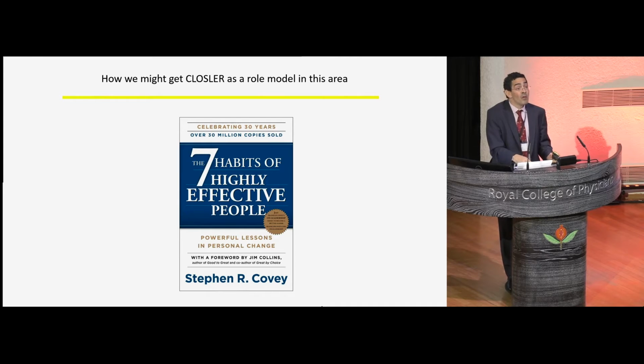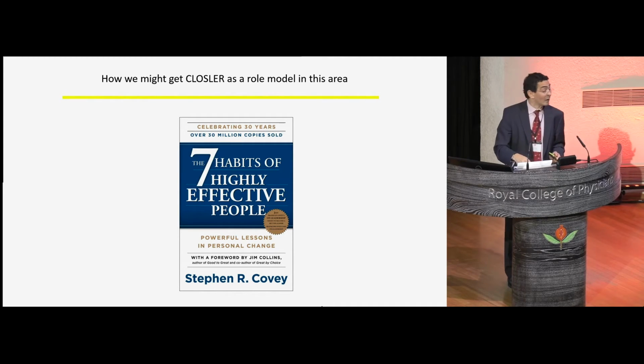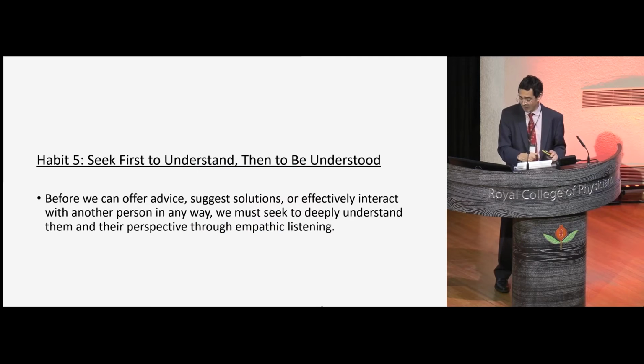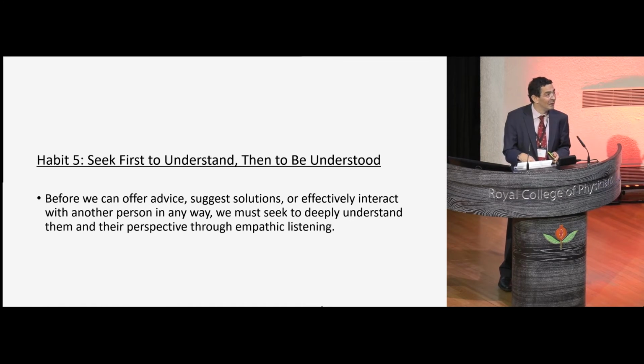In terms of how we can get closer to Osler in terms of humanism, there is the book The 7 Habits of Highly Effective People. Osler really practiced all of the habits, but habit 5 is seek to understand before you try to be understood. And it says that before we can offer advice or suggest solutions or effectively interact with others, we really have to listen and understand where people are coming from.